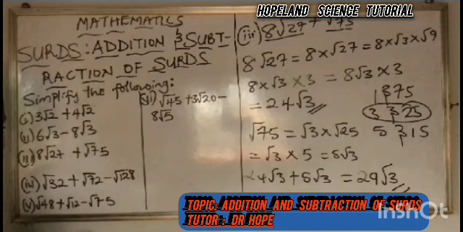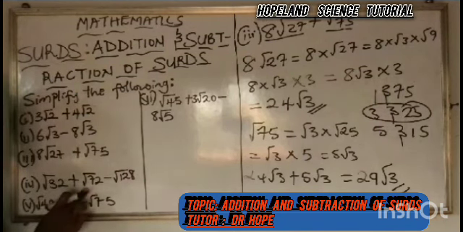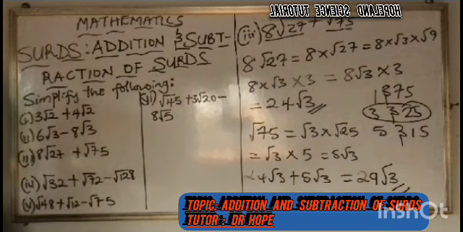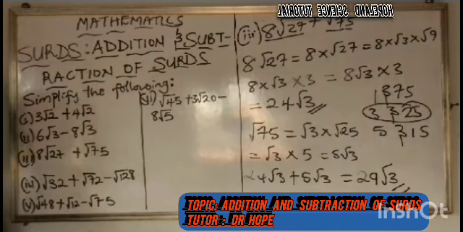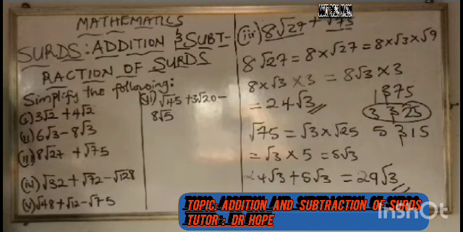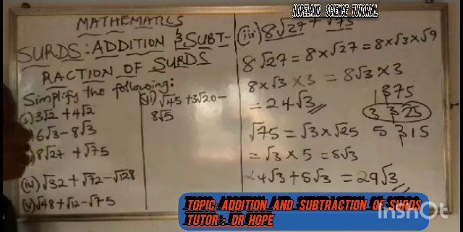So the next one says we should simplify root 32 plus root 72 minus root 128. I believe you can do that yourself, right? It's very simple. You just make each of them a basic surd, and then add and subtract the ones that are similar, isn't it?